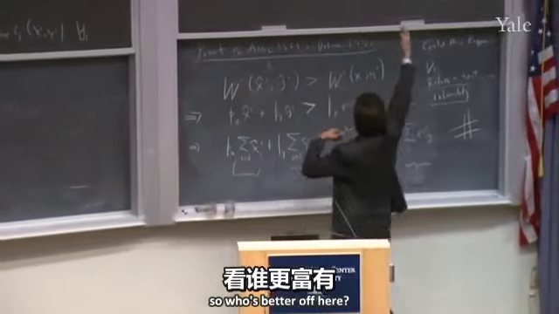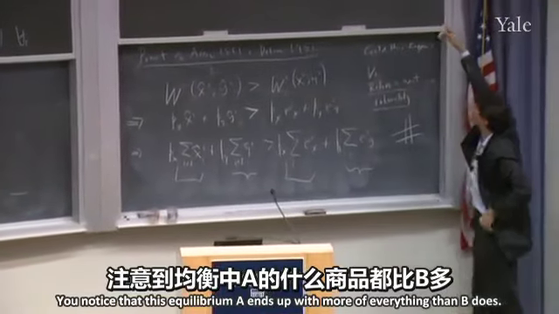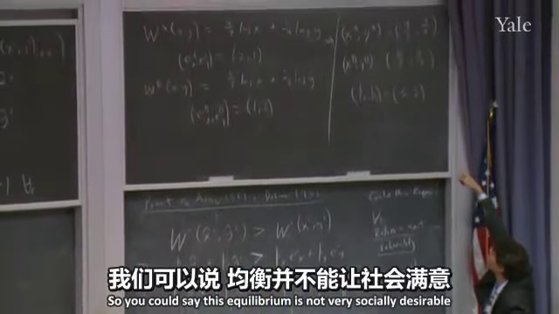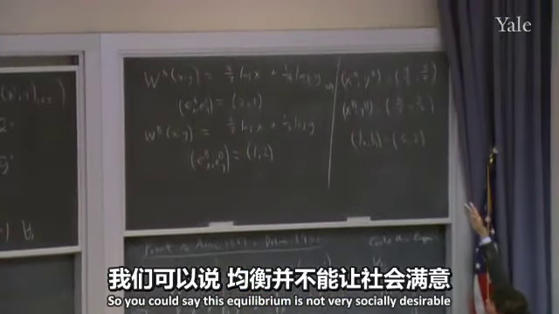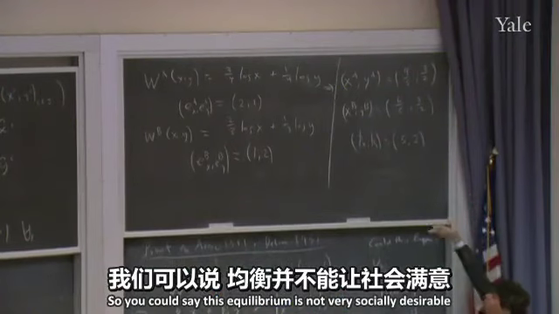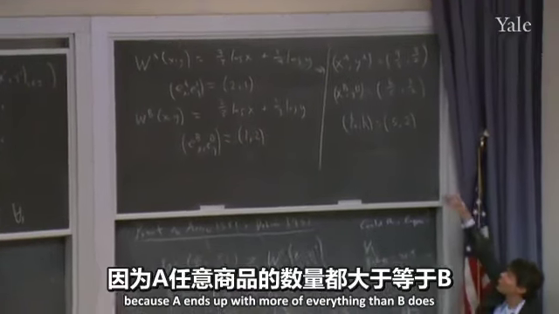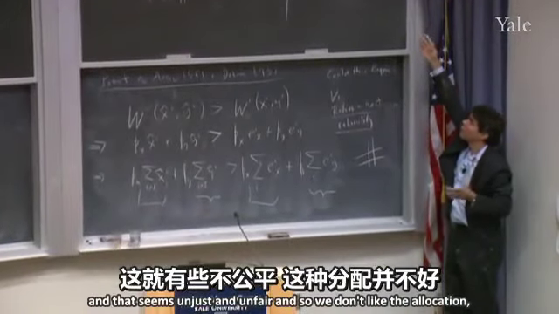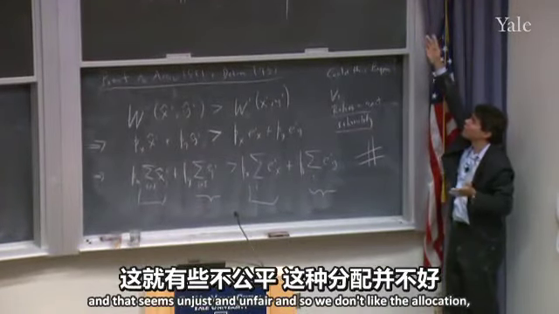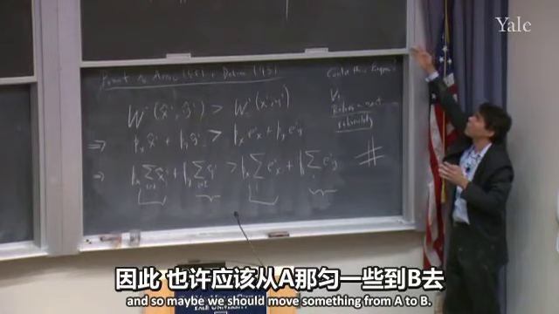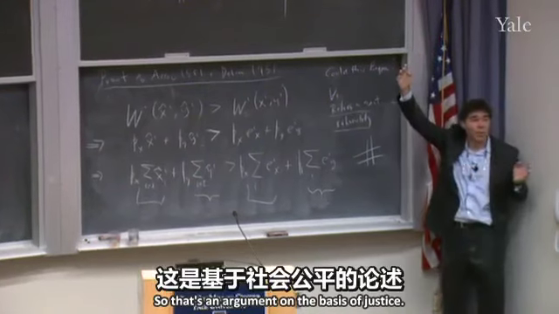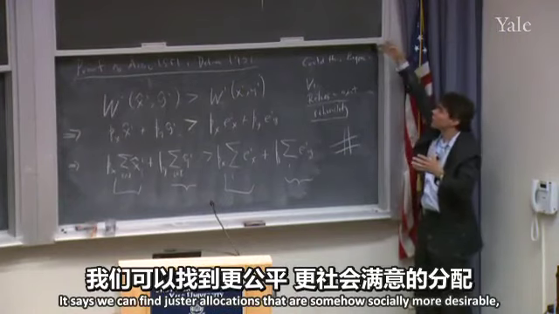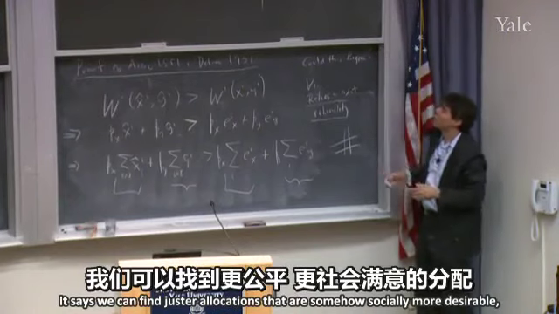A, okay, so who's better off here? You notice that in this equilibrium, A ends up with more of everything than B does, or at least as much of everything as B does, and that seems unjust and unfair, and so we don't like the allocation, and so maybe we should move something from A to B. So that's an argument on the basis of justice. It says we can find juster allocations that are somehow socially more desirable.